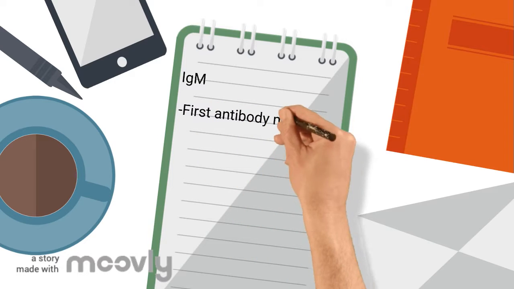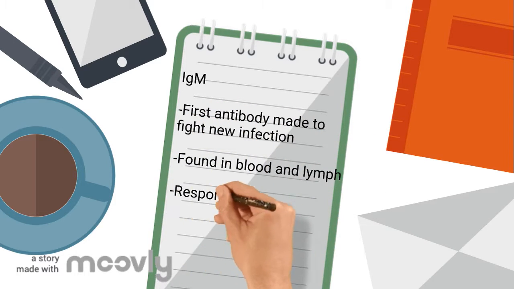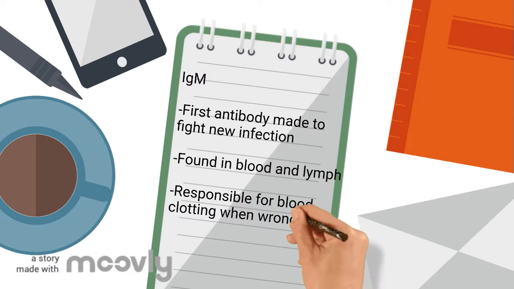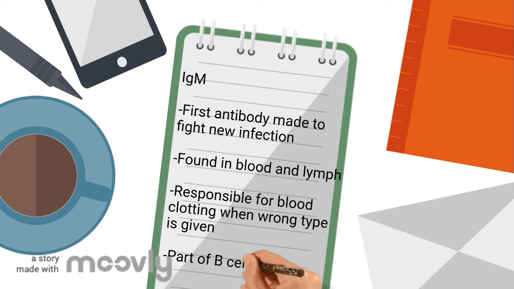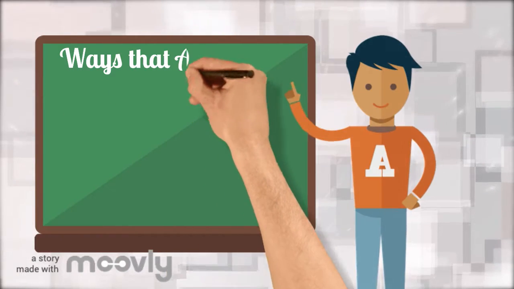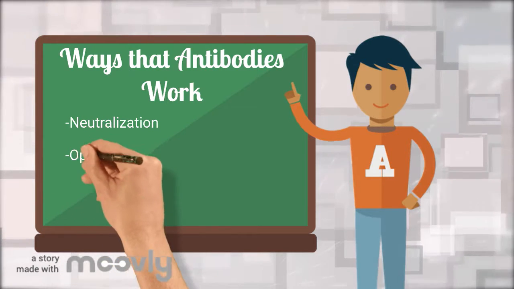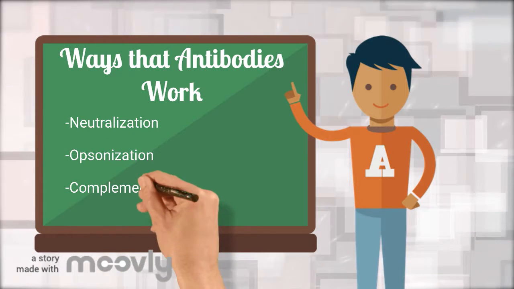IgM antibodies are the first antibody made to fight a new infection. They are found in blood and lymph and are responsible for blood clotting when the wrong type is given. They are also part of B cell activation. Antibodies work in 3 ways: neutralization, opsonization, and complement system activation.